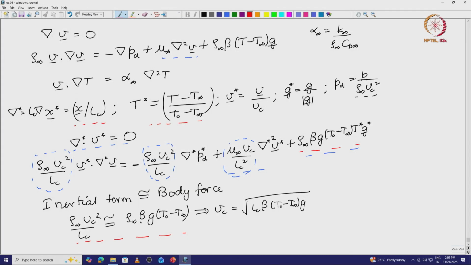Note that beta into delta T is dimensionless, because we know that delta rho is equal to rho beta delta T, which means that beta times delta T is dimensionless. Therefore, the characteristic velocity squared goes as the characteristic length times beta into T naught minus T infinity into g. You can verify that it has dimensions of length square per time square.